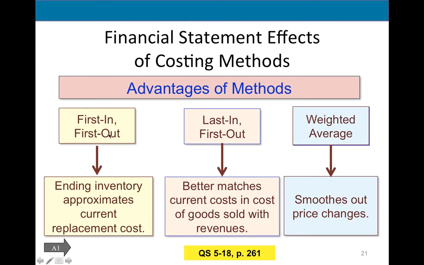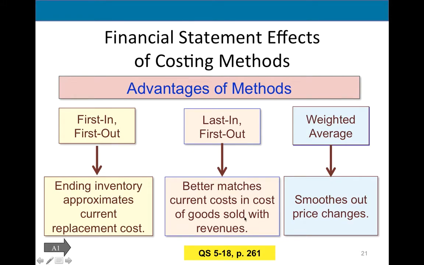Guys, FIFO, this is kind of fancy. What we have left, what we did not sell, my inventory is newer. So it approximates the current replacement cost. The items that I keep in my inventory are the items that I bought recently. So my value of the ending inventory is similar to what I would have paid to buy those items again right now.